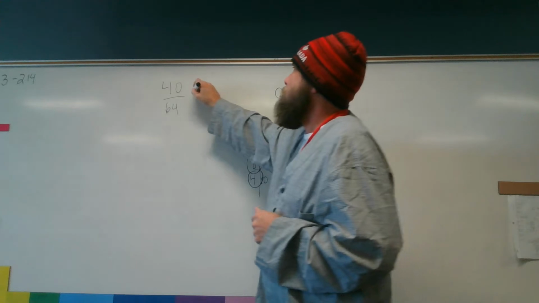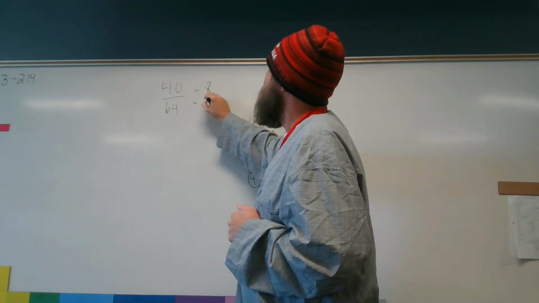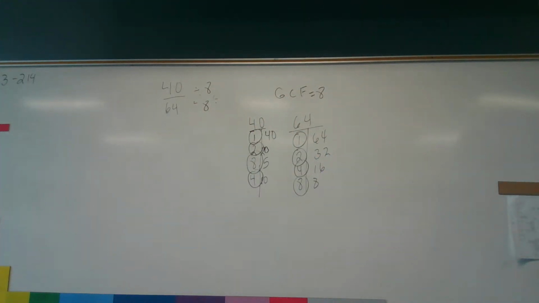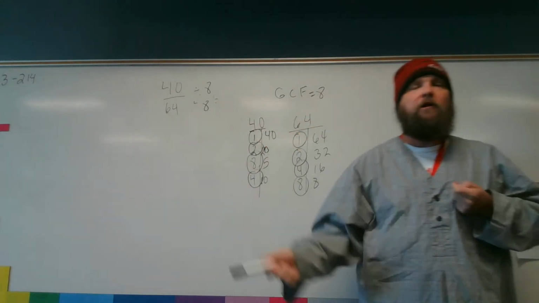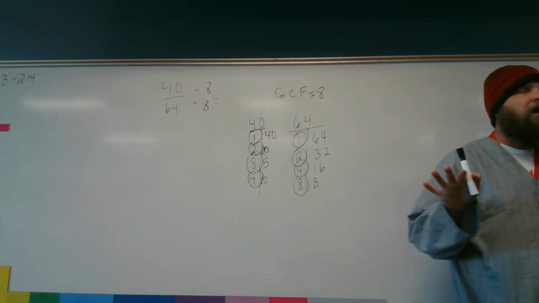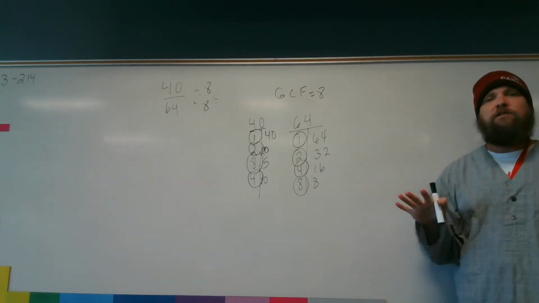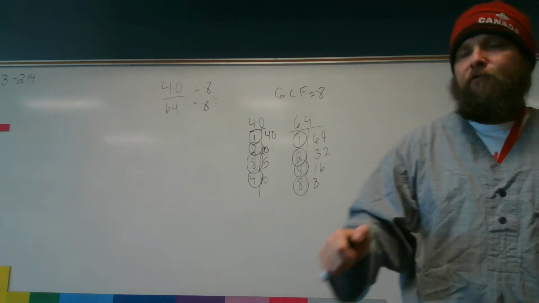Once I know my greatest common factor, I divide both my numerator and denominator by that. Whatever I do to my numerator, I have to do the same thing to my denominator, or I'm going to change the value. If I divide my numerator by 8, but my denominator by 2, then I'm changing the value of the fraction. We want to keep the value of the fraction the same.